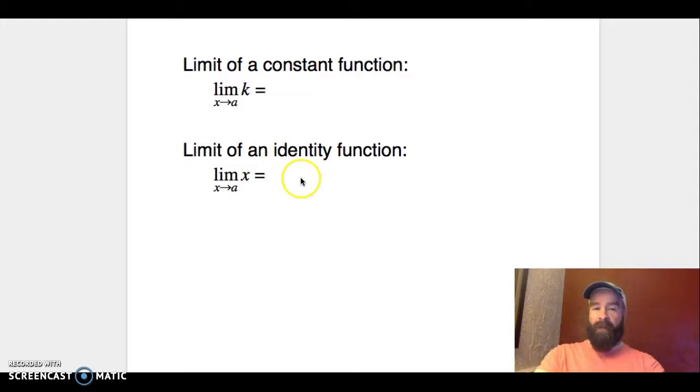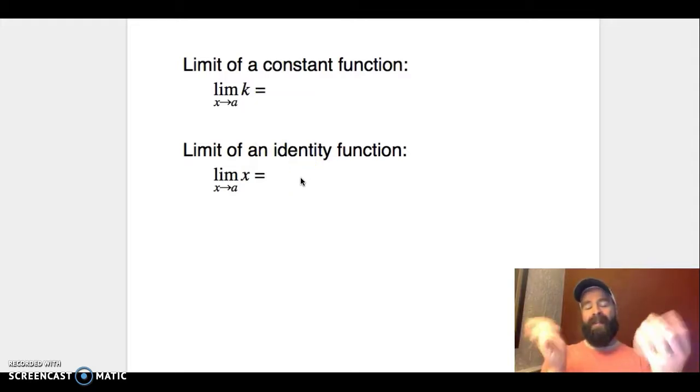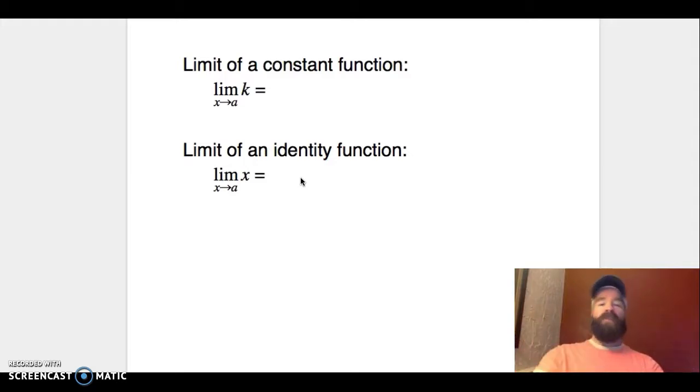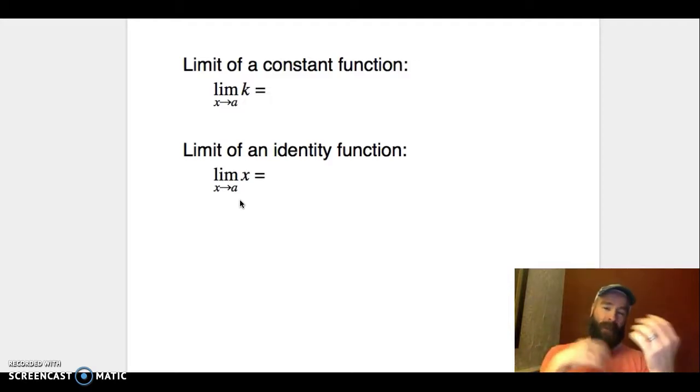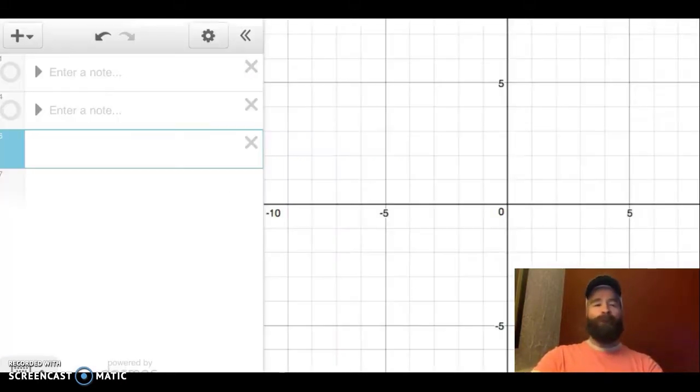Now, the identity function is a function that spits out what it takes in. So basically, the only identity function that's out there is y equals x. So we're also interested in finding a limit of an identity function as x gets close to a number. The reason we're doing this is we're going to use these basic building blocks to build an idea of how to find more complicated limits analytically, so we don't have to find graphs every time we want to find a limit. All right, so I'm going to pop over to Desmos real quick.